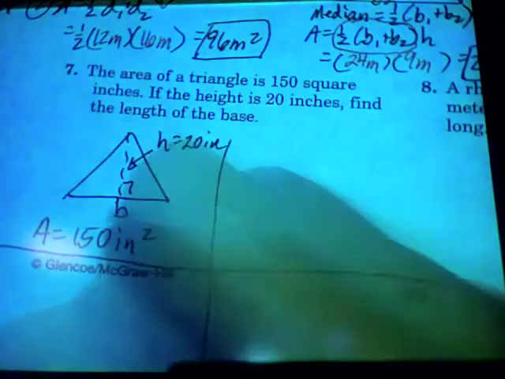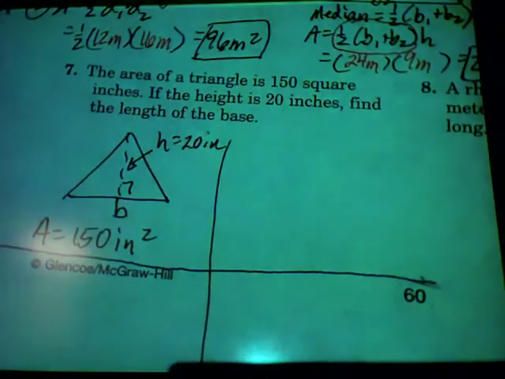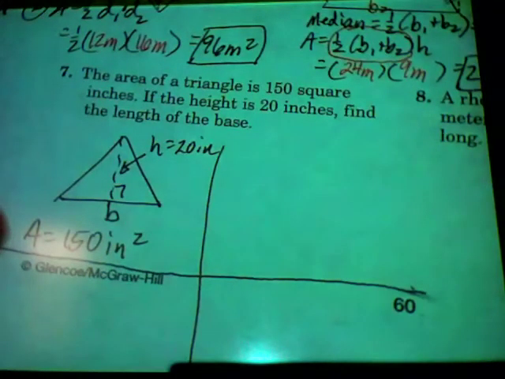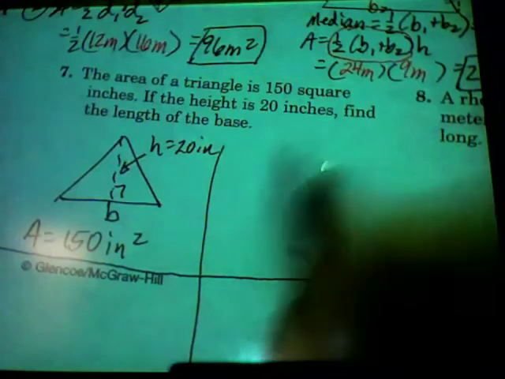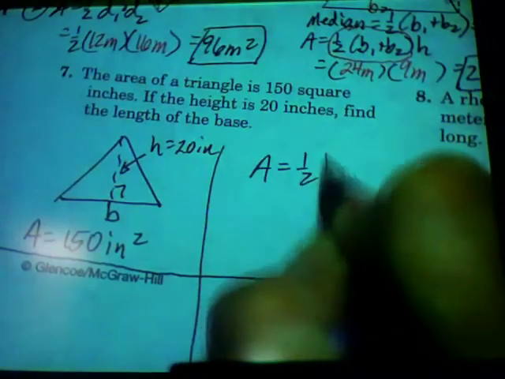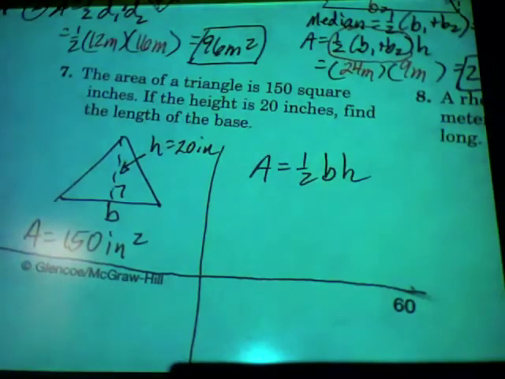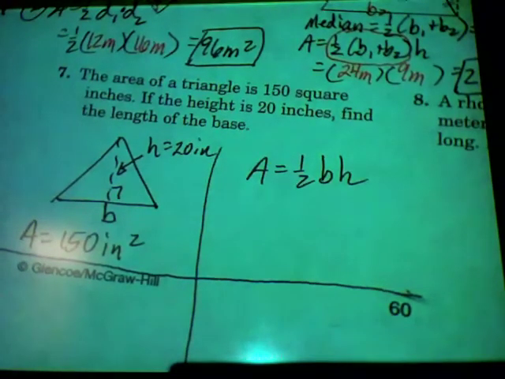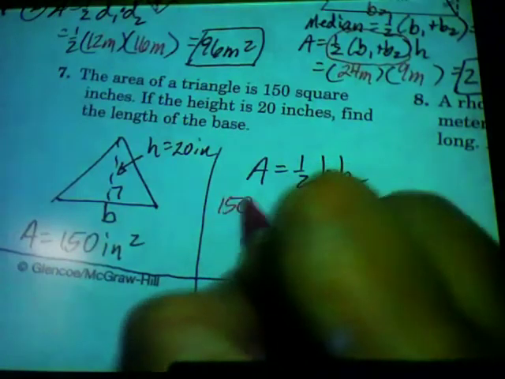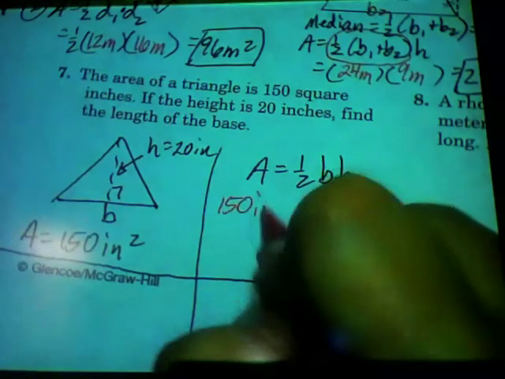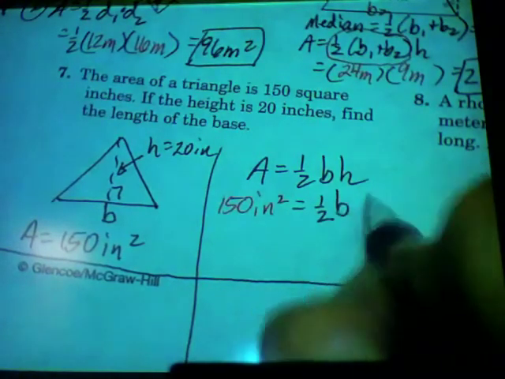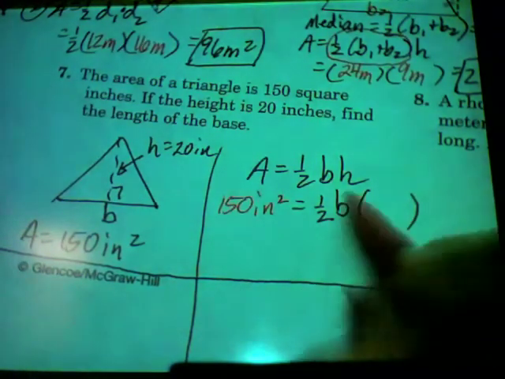We need to know the base. What major tool have they given you? The area of a triangle. So immediately you are going to write that formula, because that's your blueprint. That's how you're going to set up your equation to solve, and you're going to plug in what you know. I know the area is 150 inches squared equals 1/2 base. My height is 20 inches.